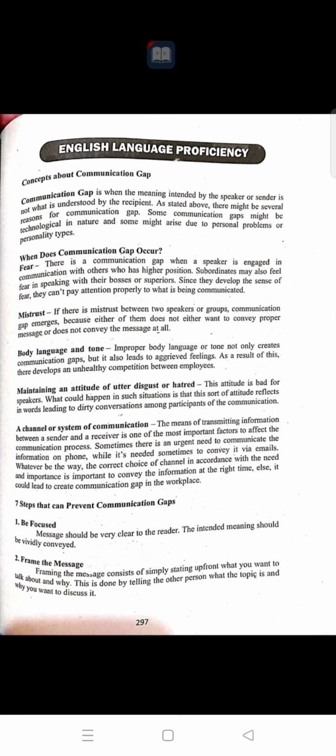Next, we also have here a channel or system of communication. The means of transmitting information between a sender and a receiver is one of the most important factors to affect the communication process. Say for example, through online kayo nag-uusap-usap, let's say Google Meet or through telephone conversation. So imagine nyo na lang kung walang signal.